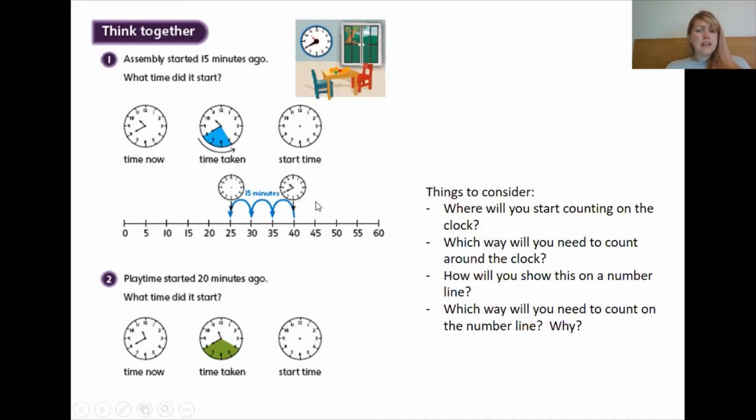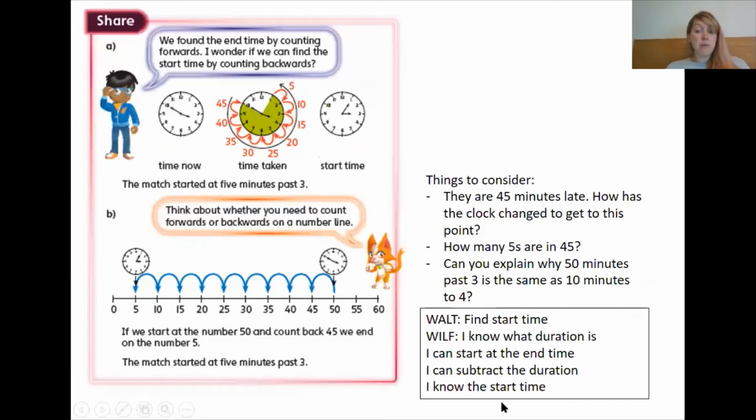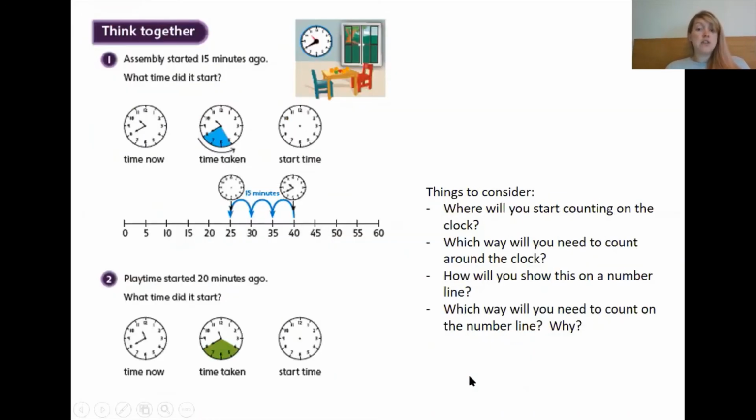If we were adding, you would go up the number line. But because we're subtracting, let's go back to our Wilf here, we're subtracting the duration, you need to go back down the number line. Okay. So I'd like you to be able to explain that as well. If you could explain it to a grown-up, that would be absolutely fabulous, and it would really help concrete your learning for this subject. Now, can you pause the video and take the time to answer these think-togethers, bearing all of those things in mind?